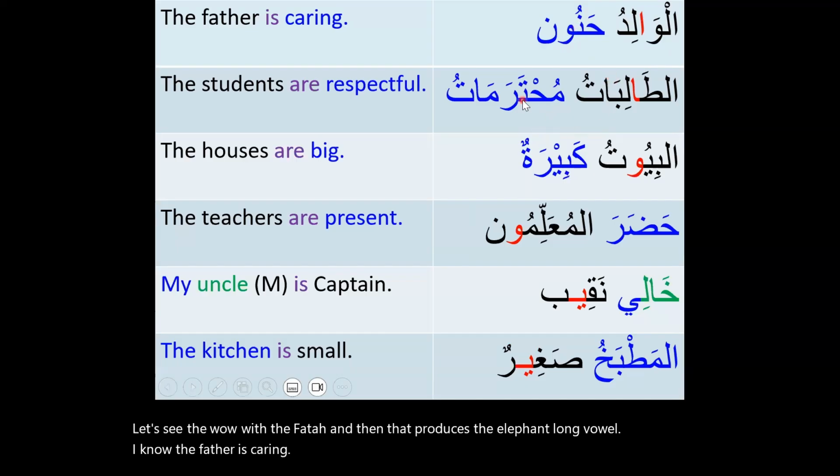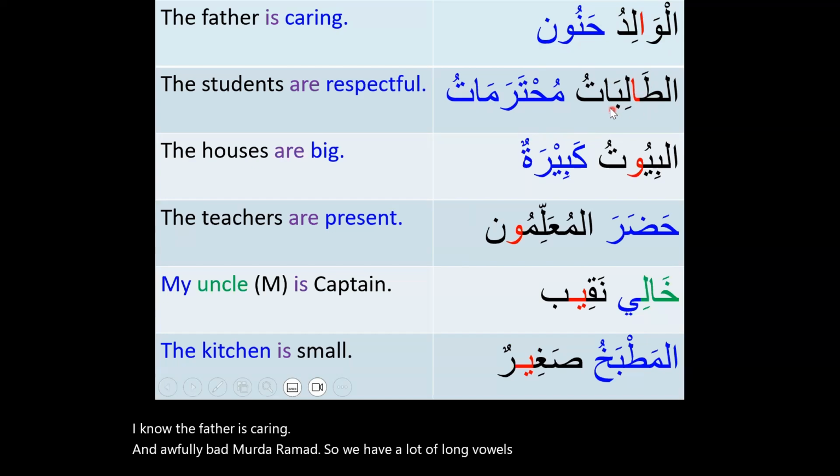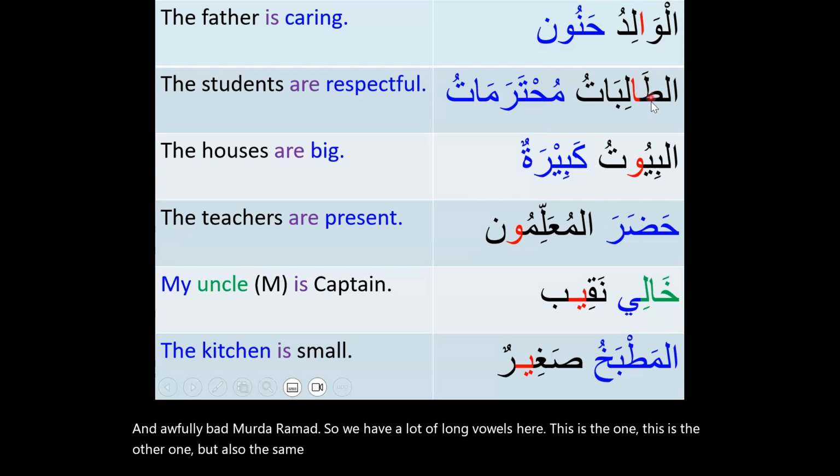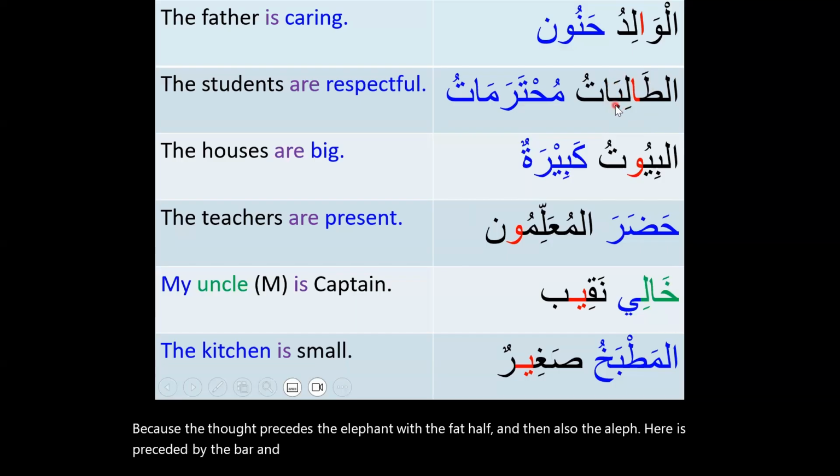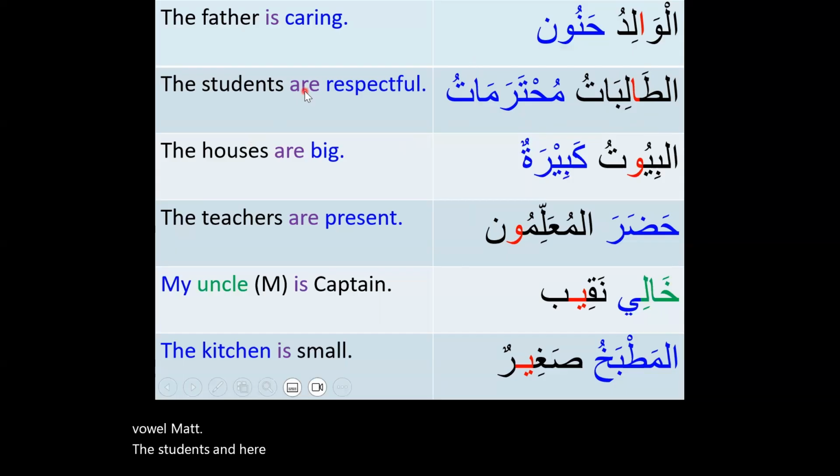الطالبات محترمات. So we have a lot of long vowels here. This is the one, and this is the other one. But also the same rule applies. Ta, because the ta precedes the alif with the fatha. And then also the alif here is preceded by the ba, and ba has the fatha. طالبات محترمات. So here also meme, and then the long vowel alif. محترمات. The students, and here specifically female students, are respectful.